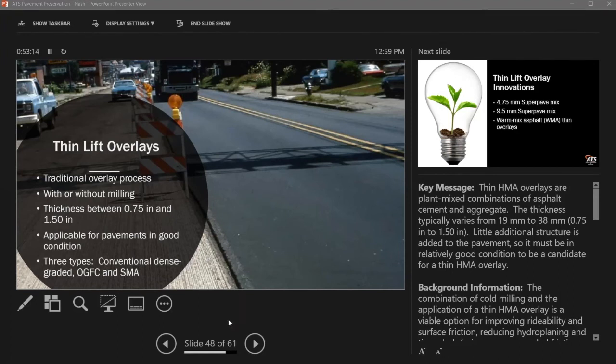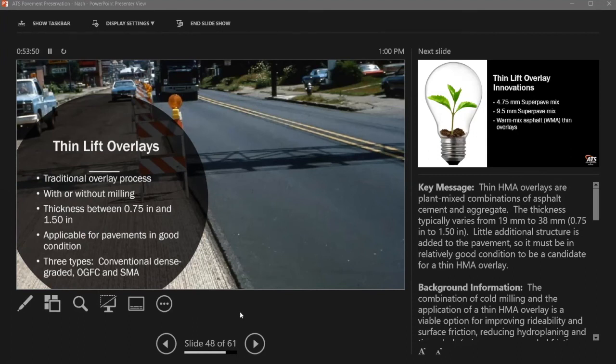All right. Very quickly, the thin lift overlays. Some people kind of go back and forth on this as being a preservation treatment, but it actually is. Primarily in Florida, because if you're familiar with the Florida DOT specifications for asphalt, you start looking at that third bullet and it says the thickness between 0.75 inches and 1.5 inches. And we actually have hot mixes that fall into that category on a normal basis for a mill and fill. So they are actually classified as thin lift overlays.